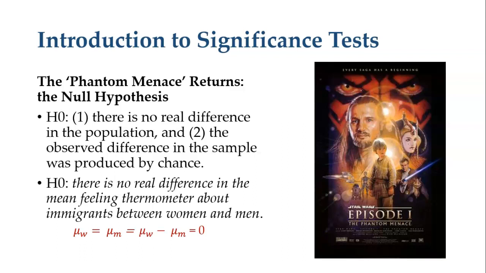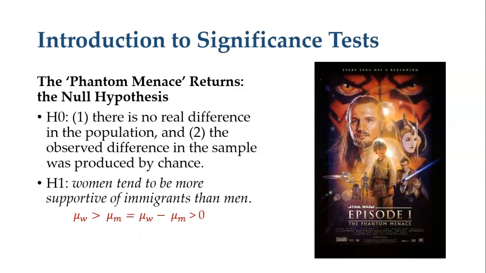Okay? We want to debunk that hypothesis, because our hypothesis is that women tend to be more supportive of immigrants than men. So we expect that the difference between women and men feeling thermometer is going to be higher than 0. Okay?